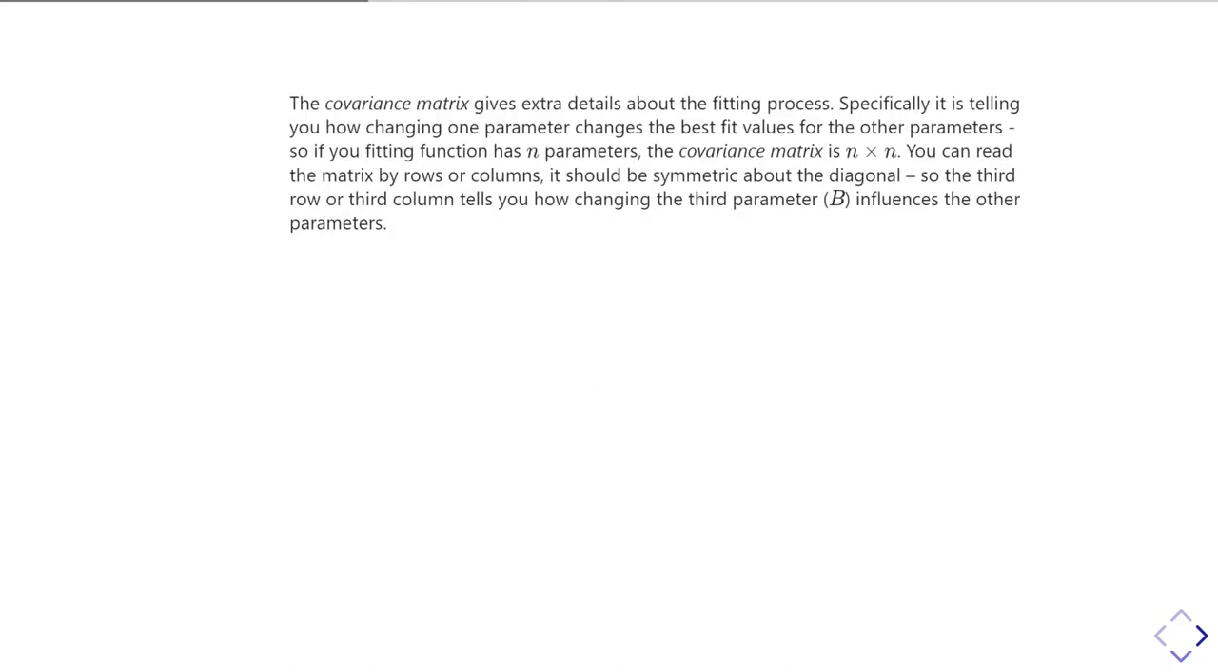So now what about this covariance matrix? What the covariance matrix is doing is giving you some extra details about the fitting process. Specifically, it's telling you about how changing one parameter changes the quality of the fit. The actual covariance matrix you get back is a two-dimensional array, with as many rows and as many columns as you have fitting parameters. So if you have four fitting parameters, you get a 4x4 matrix back. If you have two, it's a 2x2 matrix that comes back. And it should also be symmetric about the diagonal of the matrix. And again, we'll explain a little bit about what's going on there.